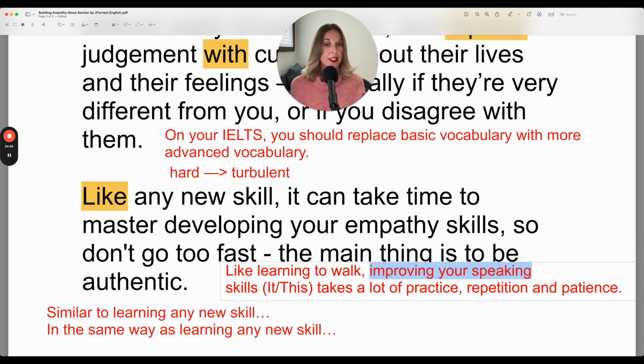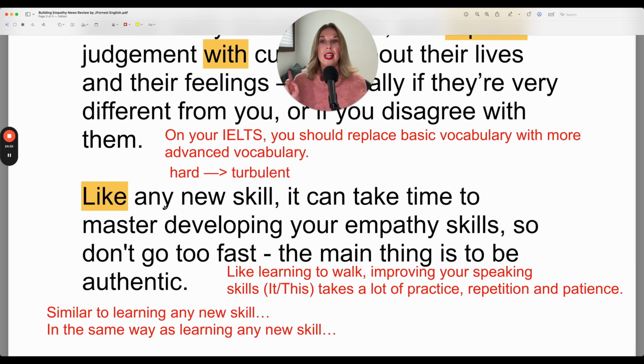Improving your speaking skills takes a lot of practice, repetition, and patience, like learning to walk, in the same way as, similar to. Like any new skill, it can take time to master developing. So notice here, we have to master doing something. You could also just say to master something. So you can use master plus a noun or master plus a gerund because it's master doing something.